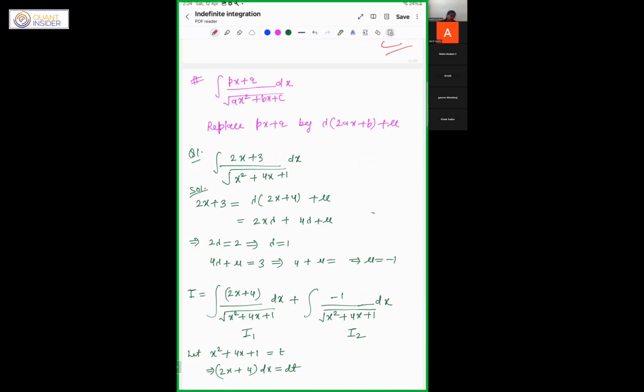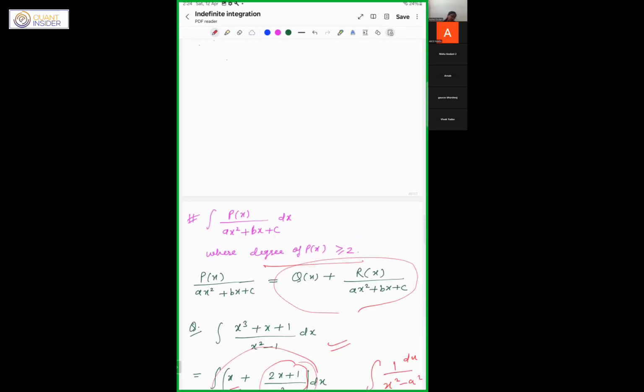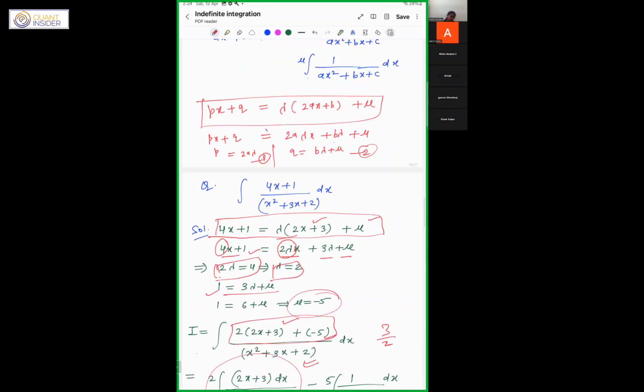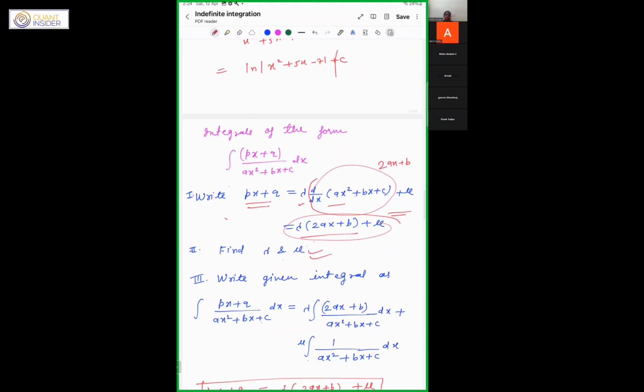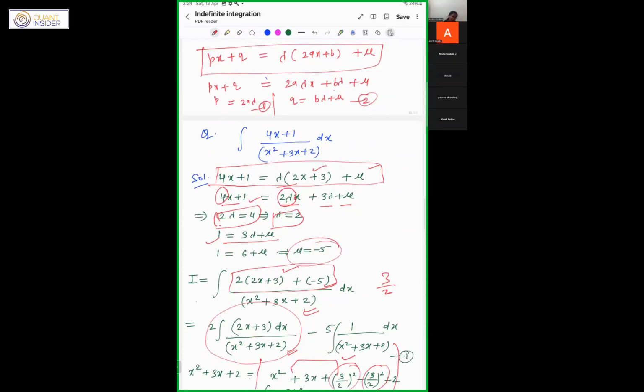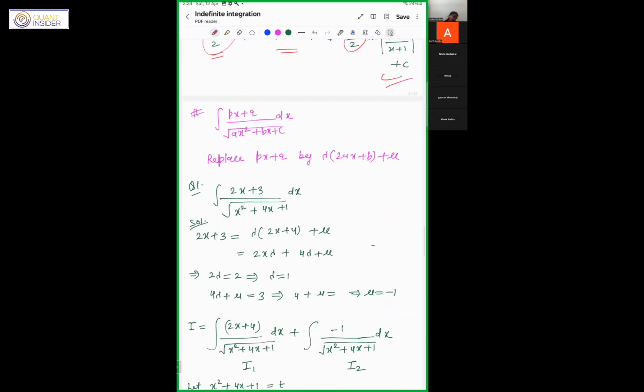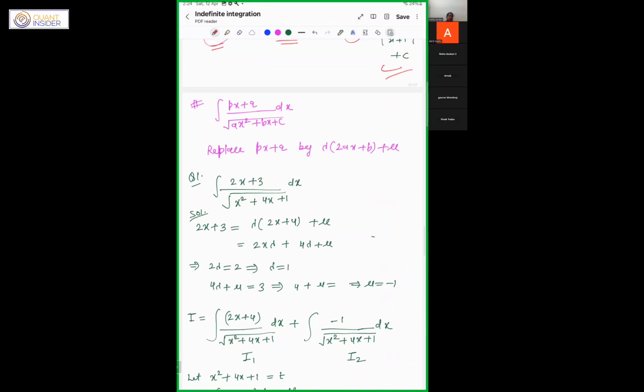See the next one. In the previous one, we had px plus q upon ax square plus bx plus c. In this, what we did, we wrote px plus q as a linear combination, lambda times the differentiation of the polynomial in the denominator, meaning 2ax plus b, plus mu. There was no under root on the denominator function, but here you can see that you have px plus q upon under root of ax square plus bx plus c. So what to do in this case?